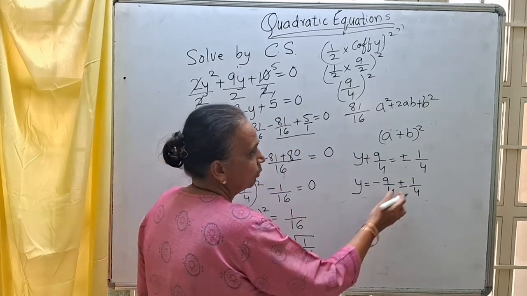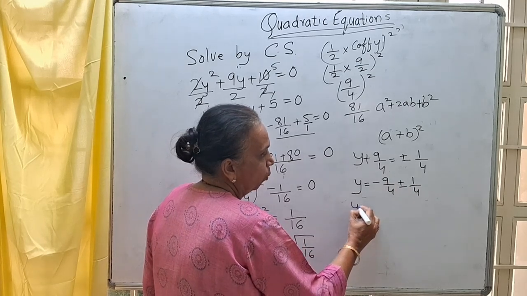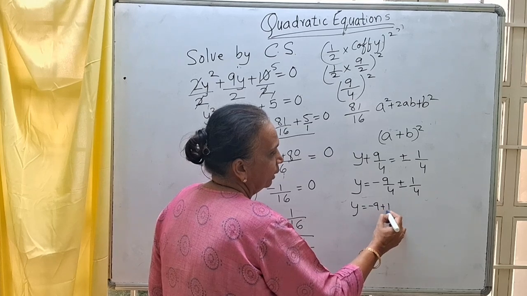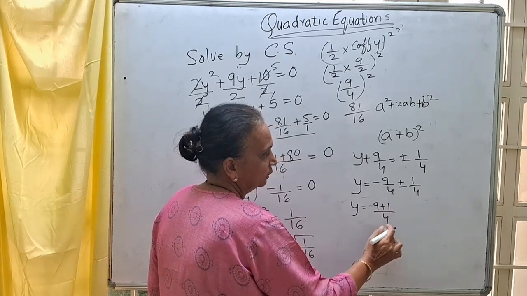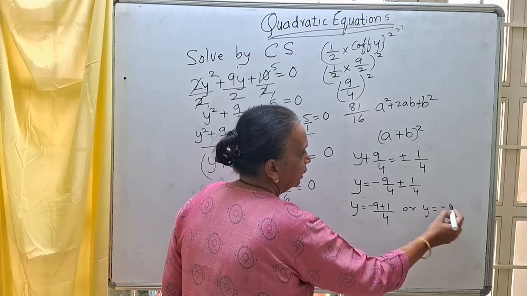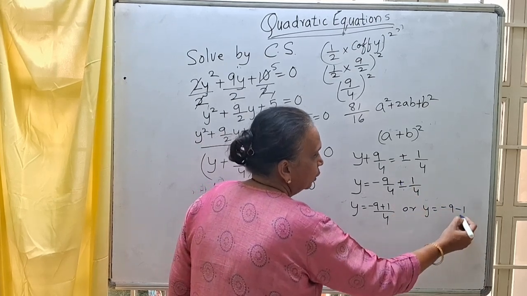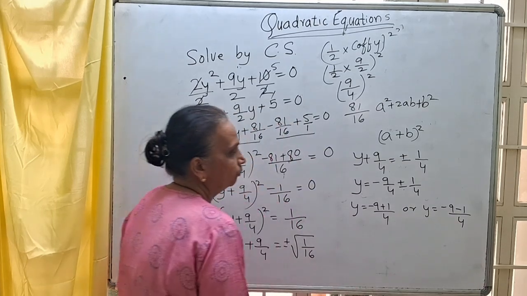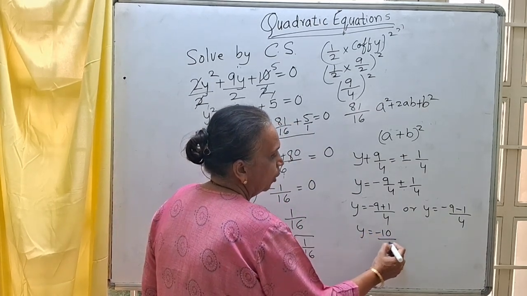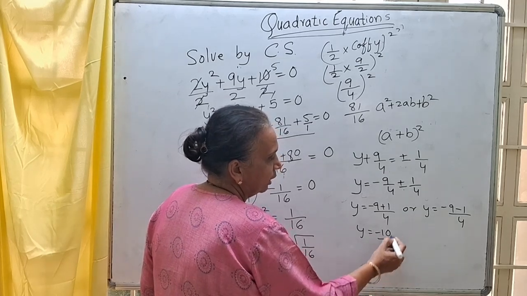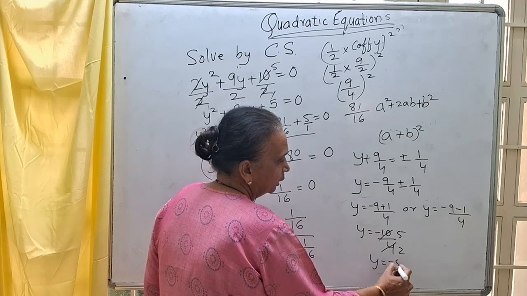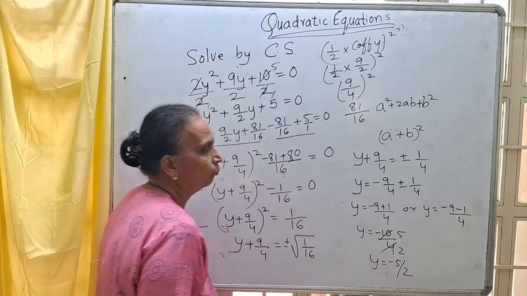Now I am just going to simplify, one time plus, one time minus. Y is equal to minus 9 plus 1 upon 4 because the denominator is same, or y is equal to minus 9 minus 1 upon 4. So what I am getting? Y is equal to minus 10 upon 4. This gets simplified again. 2 twos are 4, 2 fives are 10. So I got y is equal to minus 5 upon 2.